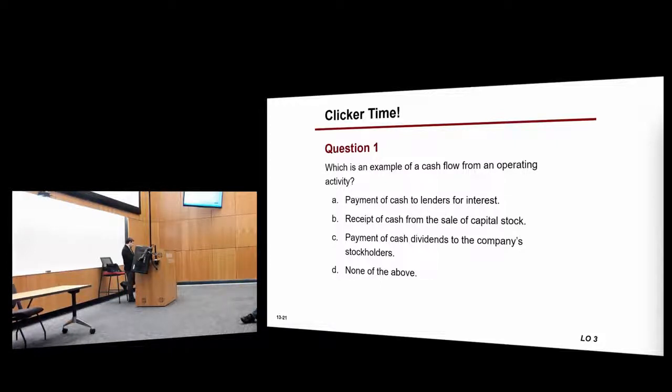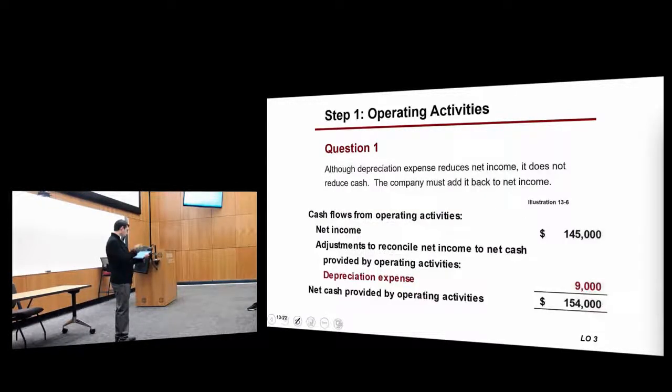So an example of cash flows from operating activities is payment of cash to lenders for interest. So this is a payment of interest. Receipt of cash from sales of capital stock. This is the sale of capital stock, when the company issued their own stock, which is financing. Payment of cash dividends. Again, this is when the company pays their shareholders. This is part of financing. And none of the above is part of none of the above.